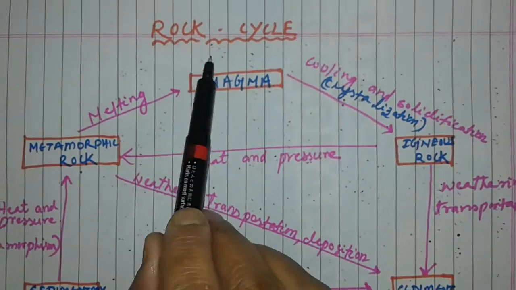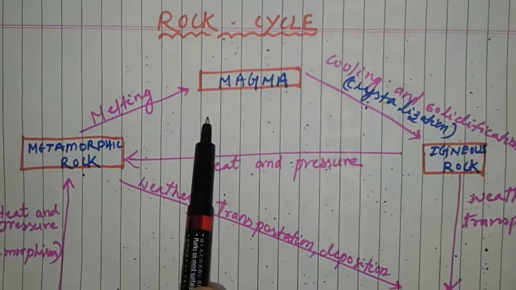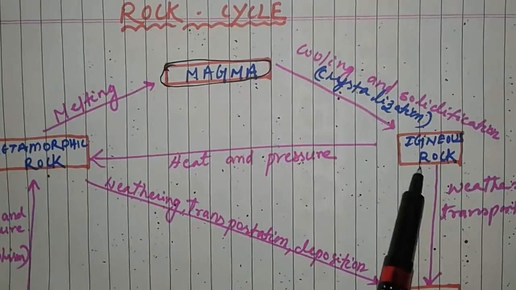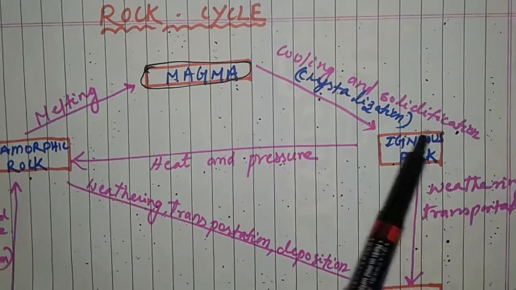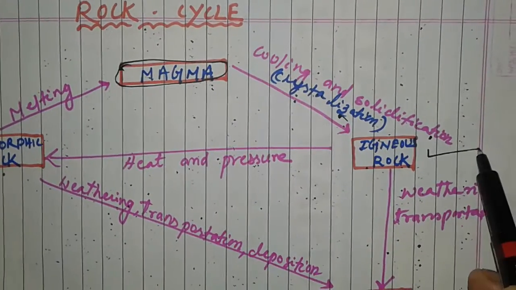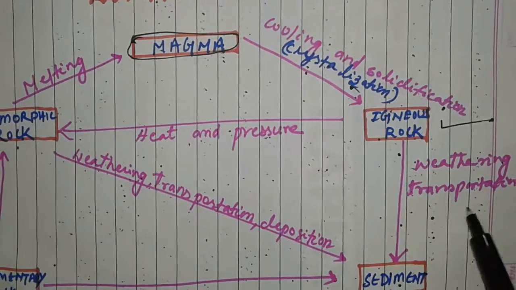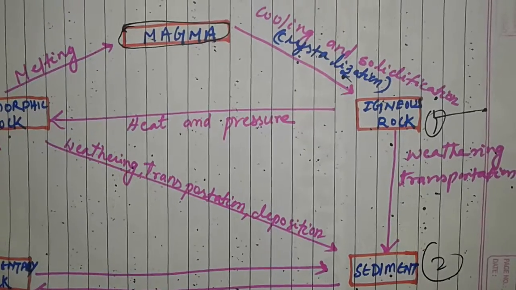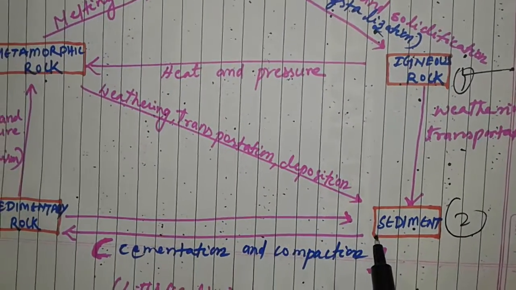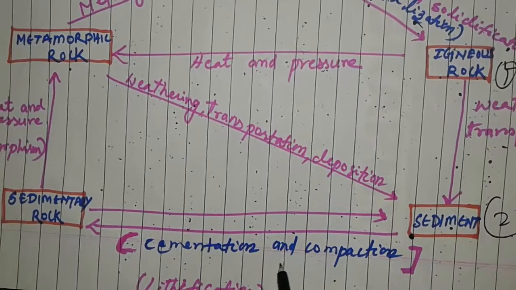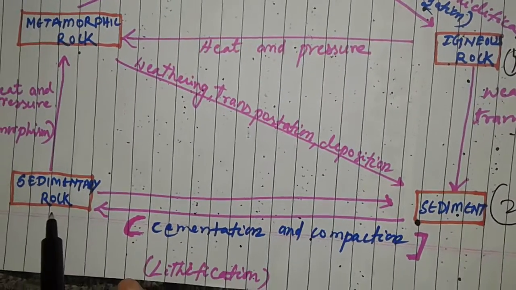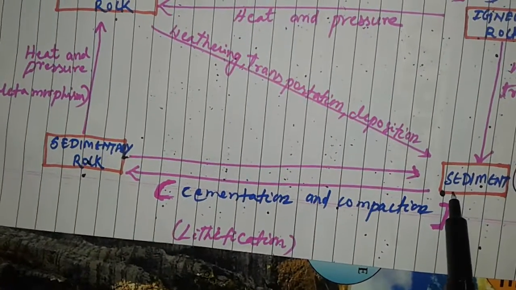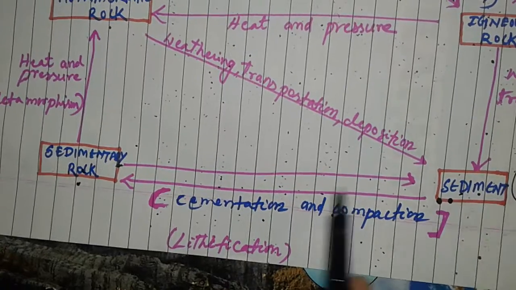All of you see, this is the rock cycle. Magma is the source for the igneous rocks. Magma, after cooling, solidification and crystallization, forms igneous rocks. In igneous rocks, weathering and transportation take place. Sedimentary rocks are formed. See, again the sedimentary rocks, it is a double way. When it is cemented and compacted, you will get the sedimentary rocks. Again the sedimentary rocks will be dissolved and reach the sediments.